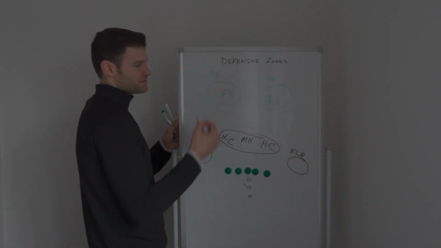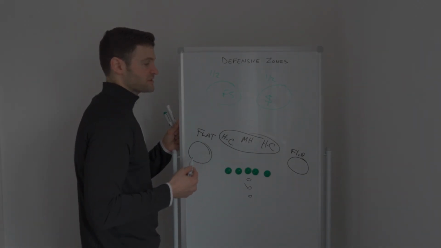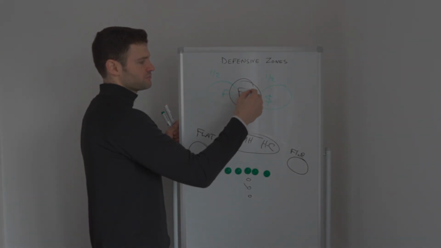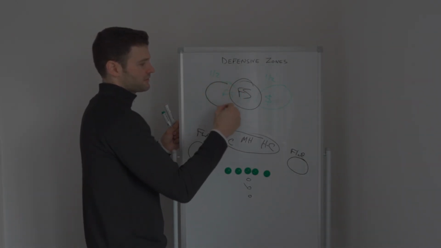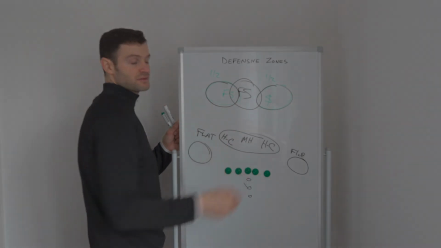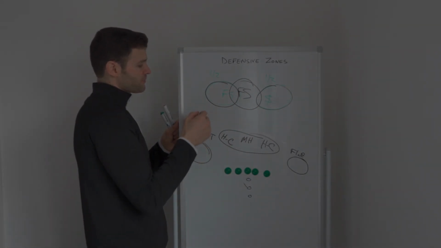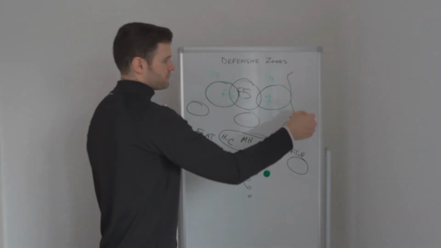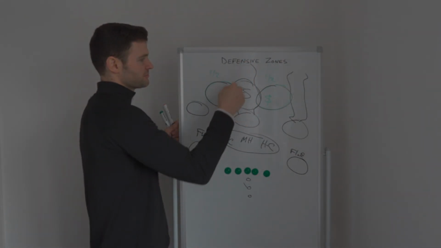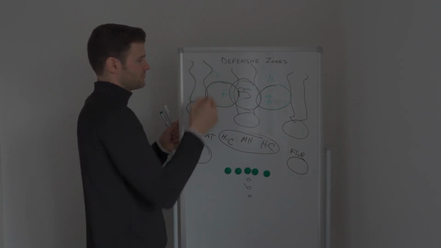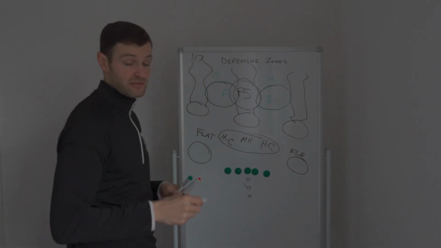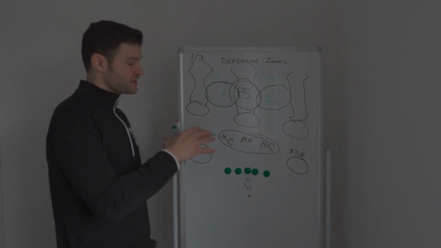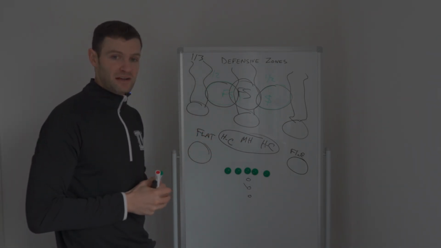And then we got our different coverages back by the safeties. Like I mentioned, we got middle of the field in a cover 1. We got half the field in cover 2. And we have thirds of the field, 1/3 in cover 3. Very important to understand and to differentiate between these zones and how we're going to attack them.